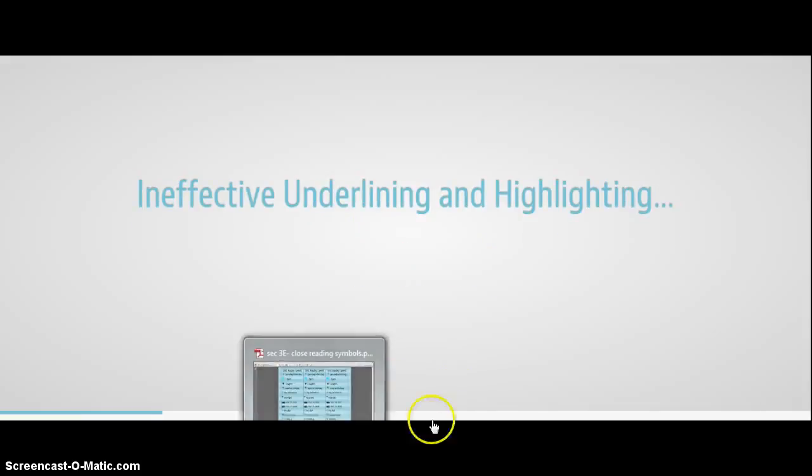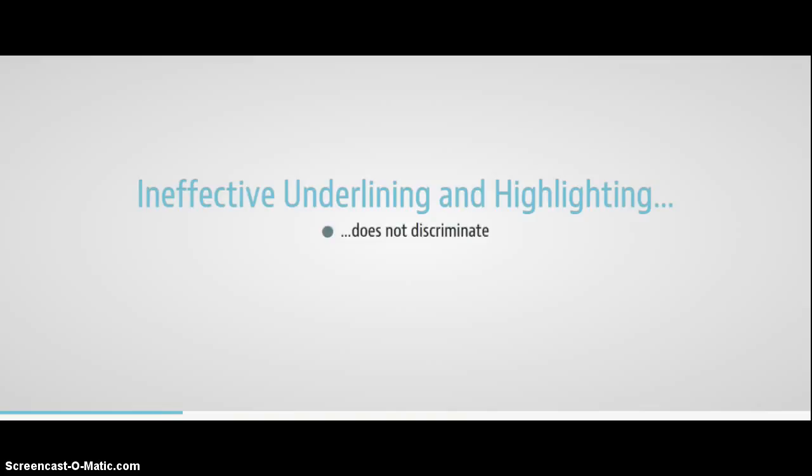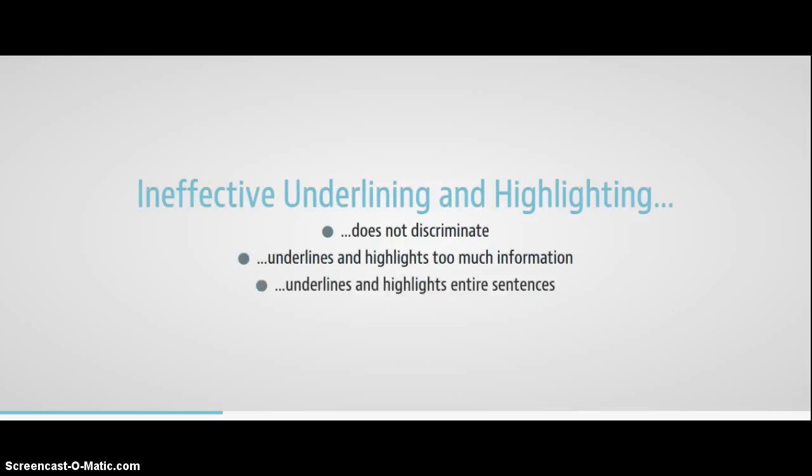What's not effective is indiscriminate highlighting. So when you highlight a whole bunch of stuff, too much information, and you highlight things like entire sentences as opposed to specific sections of a text. Don't forget, the purpose of highlighting is to make your life easier when, once you finish reading, you want to review the information that's in your text.